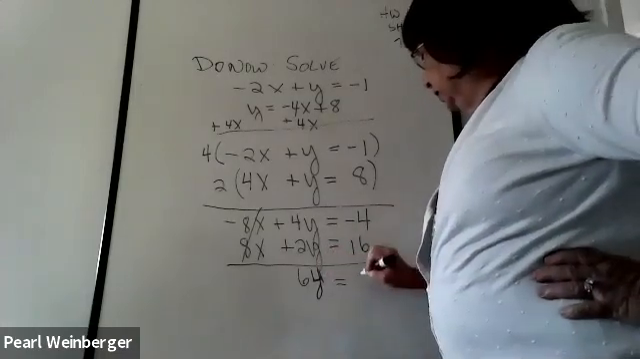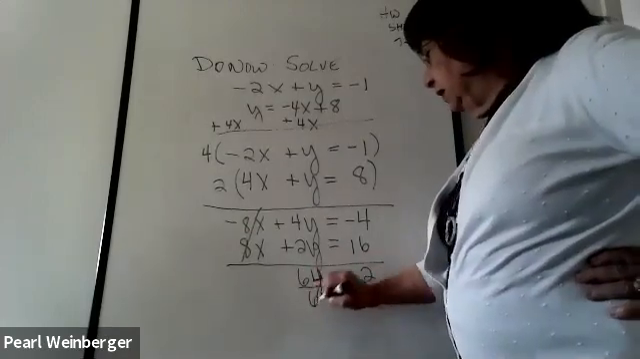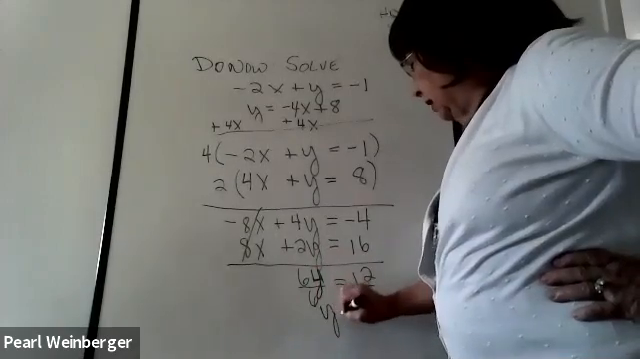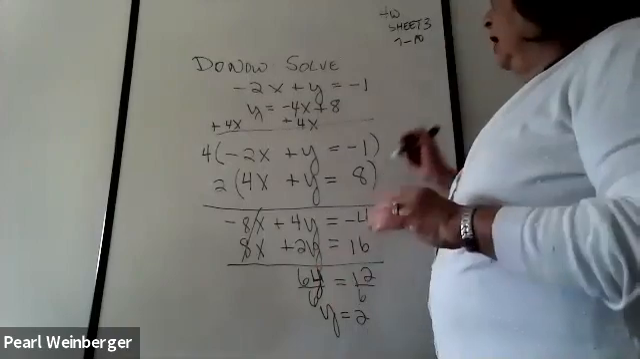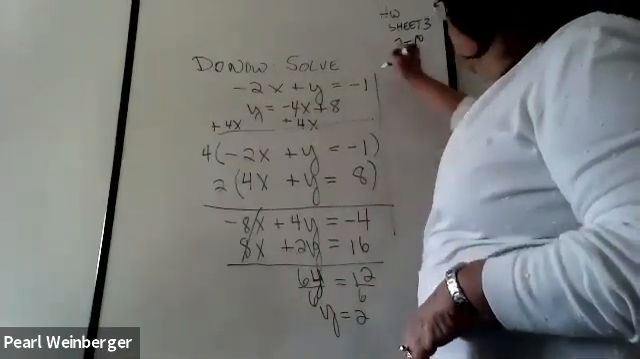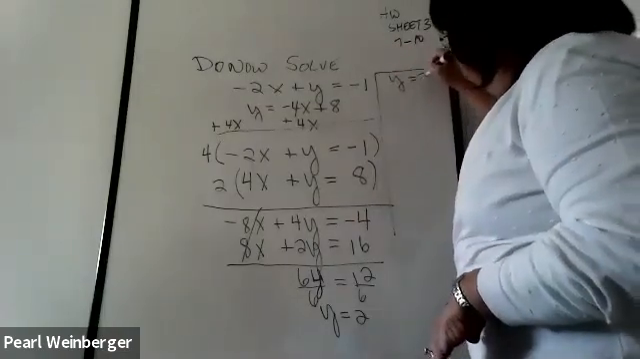And negative 4 plus 16 is 12. I'll divide both sides by 6. And that'll give me that y equals 2. Now I have y equals 2. I can go to either one of the equations. Let's go back over here. My y came out to be equal to 2.